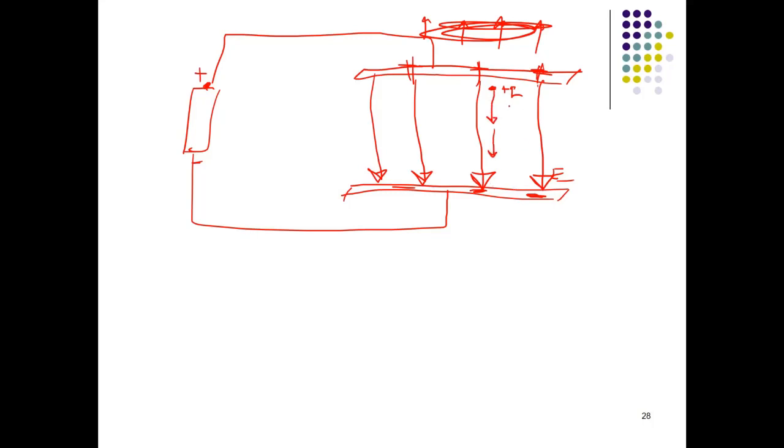Okay, remember that. My next example is, what if there is a charge? Let's say positive, and it's moving with a velocity v, and suddenly enters this region. What do you think is going to happen to it?